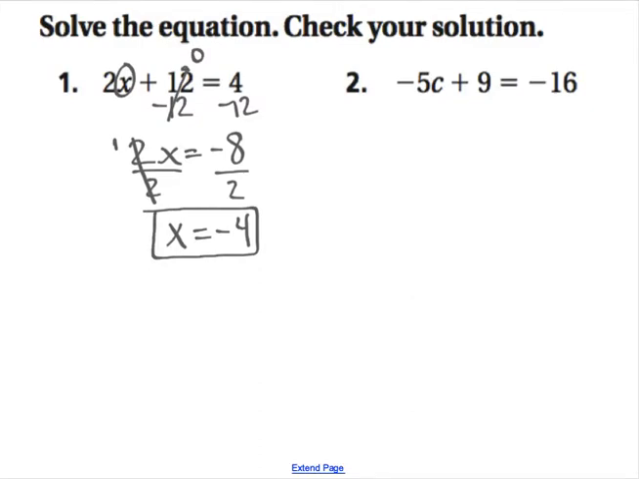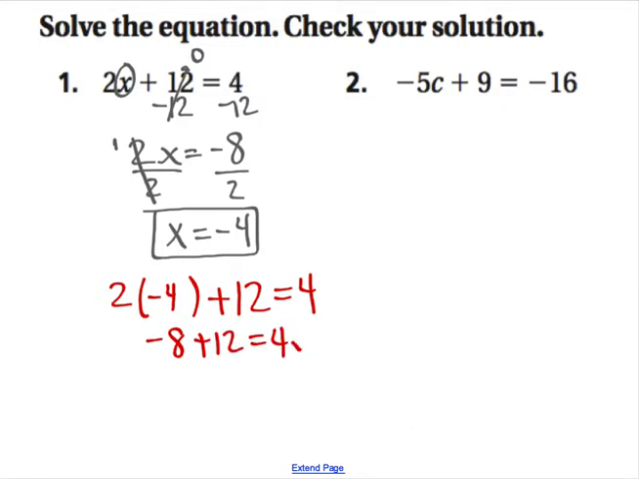Then we can go ahead and check our solution. 2 times x plus 12 equals 4. We're going to plug in negative 4 for x because that's the answer we got. So this is negative 8 plus 12 equals 4. And that does check out.